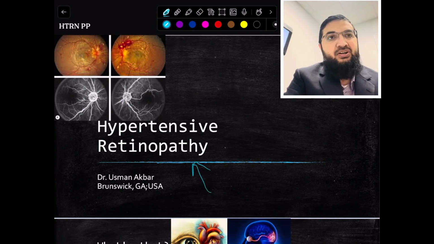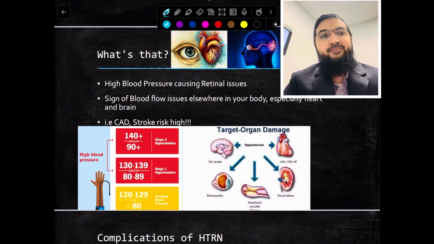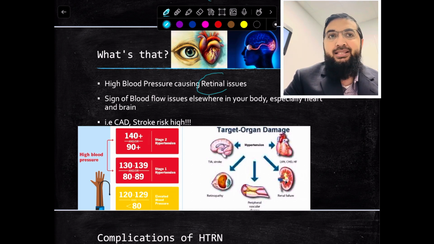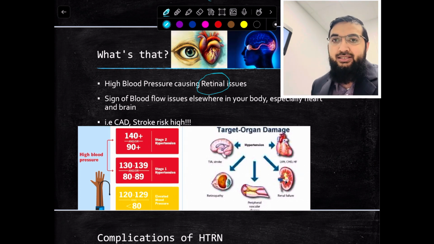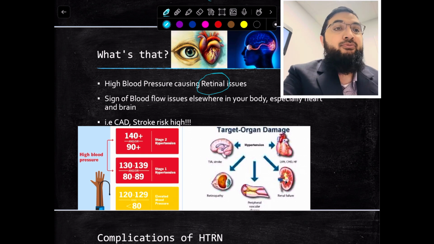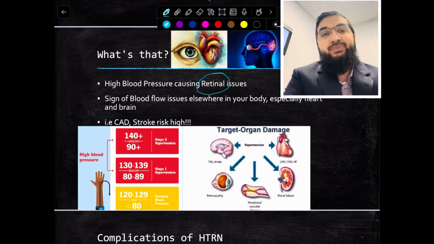The condition is called hypertensive retinopathy, and we look at the inside of the eyes. This is what it does. High blood pressure causes problems. Where does it cause problems? You can tell from the name that it causes problems in the retina. The retina is a structure inside your eyes, and that's where the damage from hypertension or high blood pressure happens. And that's the problem.